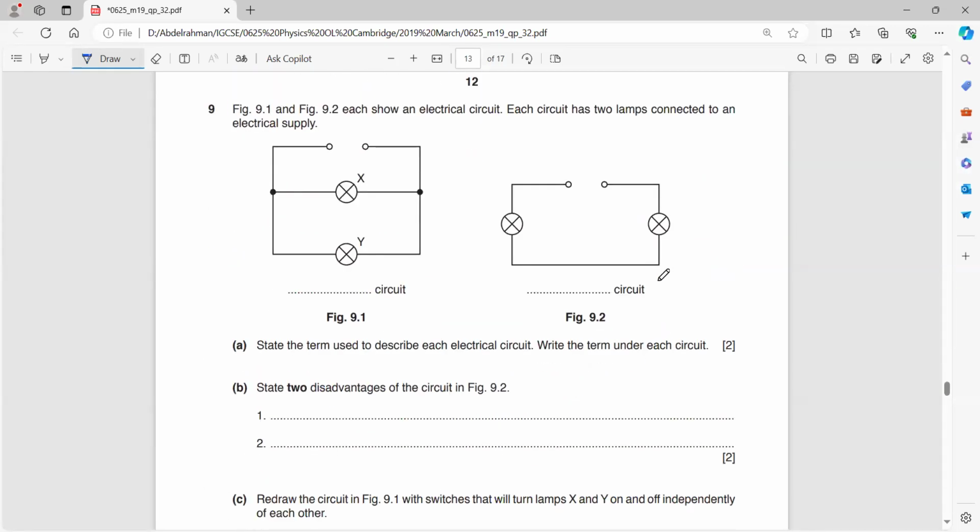I have two types of circuits. Quite easy. Well, the first one is parallel and the second one is series. Okay, parallel and series.